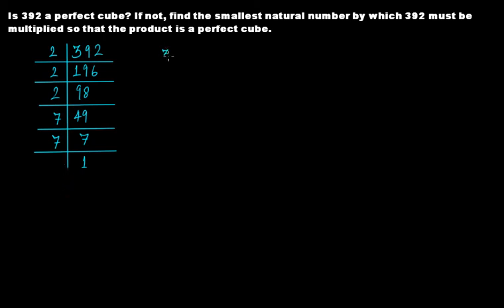So 392, when expressed in the form of its prime factors, is 2 multiplied by 2 multiplied by 2 multiplied by 7 multiplied by 7. Clearly we have two prime factors, 2 and 7, but we know that if a number is a perfect cube, then its prime factors have to be present 3 times. Each prime factor has to be 3 times. So here we have 2 three times, but 7 is only 2 times.